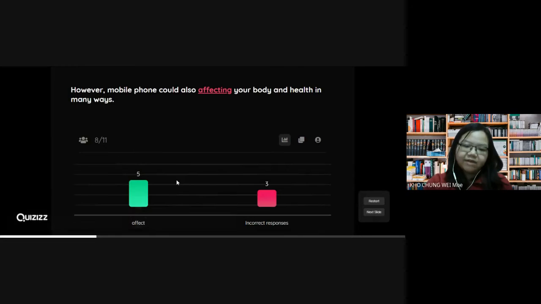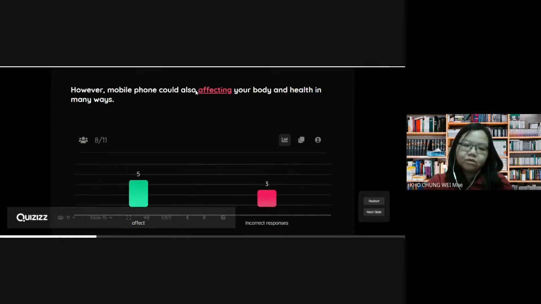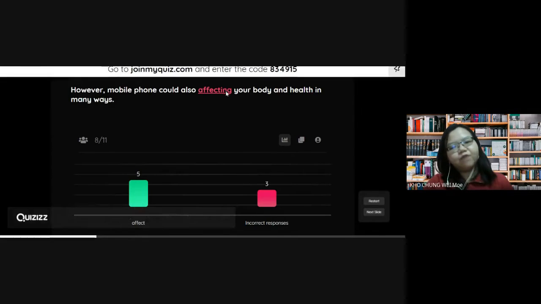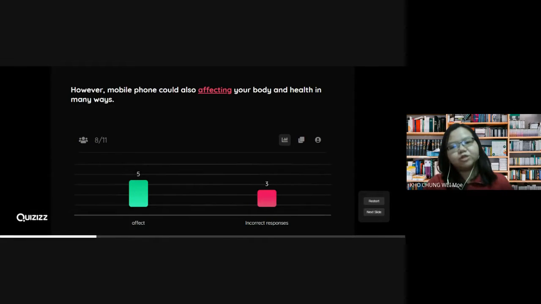The word affect. Why affect? Because the word could is a modal verb, and I've told you many times already, after modal verbs like can, could, must, should, and so on, or will, would, you need to use the base form of the word. The base form means the original form, the one without any ing, es, s, ed, whatever. Right, the base form of the verb. So the base form of affecting is to minus the ing, and you get the word affect.